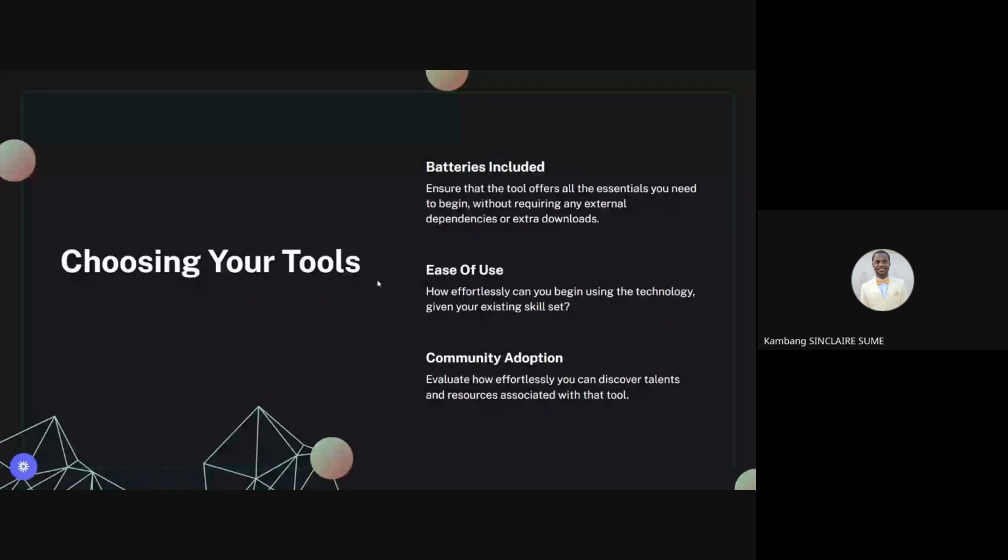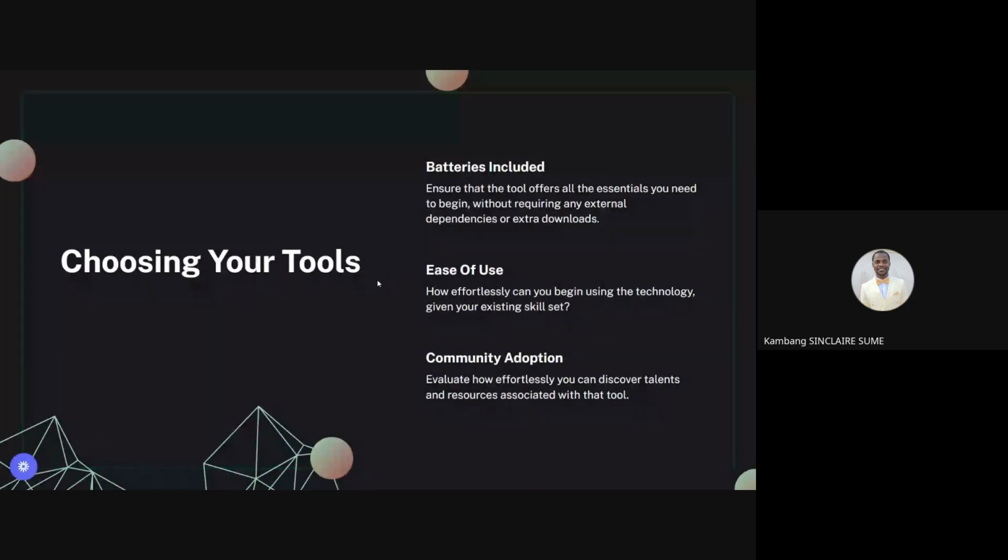When your MVP has succeeded and is making waves, you can go and import people who know how to use Rust to rebuild the stuff for you. That is better understood because at least your MVP has come to life. It has come to the world. So when thinking about tools, think about the batteries included, the ease of use, and the community adoption.